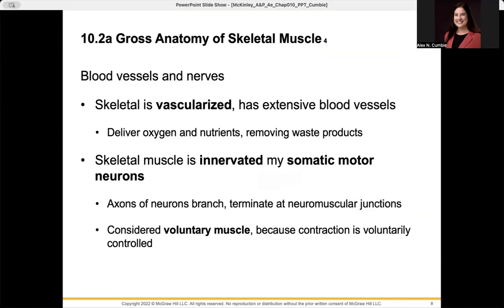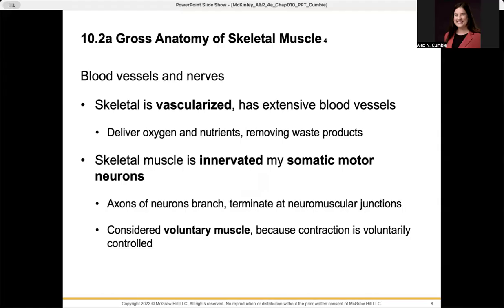For additional structures, we'll just mention blood vessels and nerves. We're not going to really get too much into what specific ones they are until we get to the nervous system chapter. But skeletal muscle is vascularized, meaning there are blood vessels there, okay? The reason for this is because since we are constantly moving these muscles, we definitely need a good nutrient supply and oxygen supply so we can produce ATP. And then we have production of different wastes that need to be taken away from those cells.